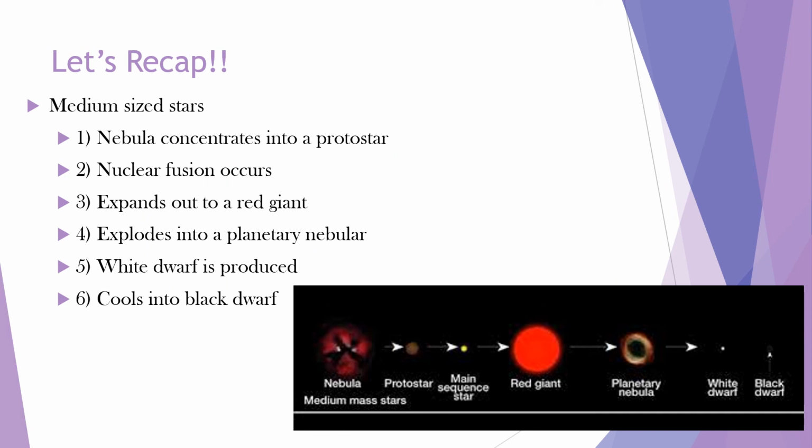Okay, so again, guys, a quick recap. I know we've been going over it many times, but medium-sized stars. Number 1, nebula concentrates into a protostar. Then nuclear fusion occurs, the star has its energy, it's making light and heat, burns for millions of years, eventually nuclear fusion stops, and death of a star starts happening. So a medium-sized star expands to a red giant, explodes into a planetary nebula, then it becomes a white dwarf, just that hot core left over, and then it cools into a black dwarf.